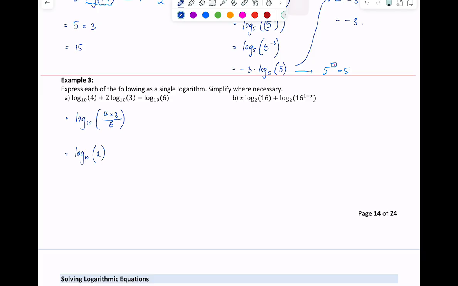If we ask ourselves 10 to the power of something is equal to 2, there is no exact value for it, and this is why we introduce logs here. So our final answer is just going to be left as log base 10 of 2. Okay, we can leave that there.